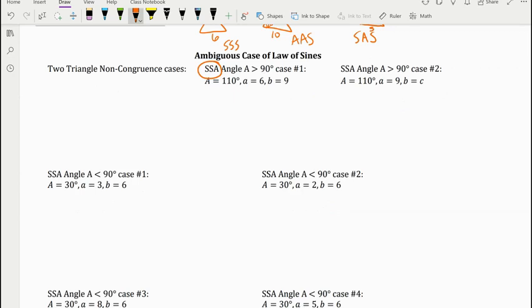You'll notice that side-side-angle is not something that we cover in triangle congruence, because side-side-angle does not guarantee that you have one triangle with those measurements. In fact, you could have no triangles, one triangle, or two triangles with those measurements. So we are going to go through the different cases where this can happen.